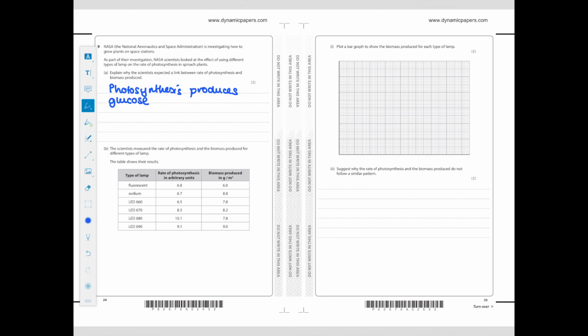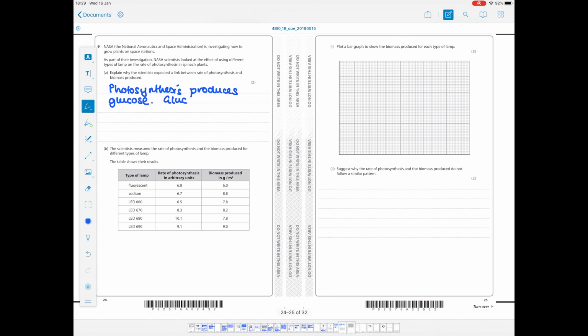And then don't forget that glucose is used in the plant's respiration to release energy, and that energy is then used in the plant's growth. So let's say glucose is used in respiration to release energy for plant growth.